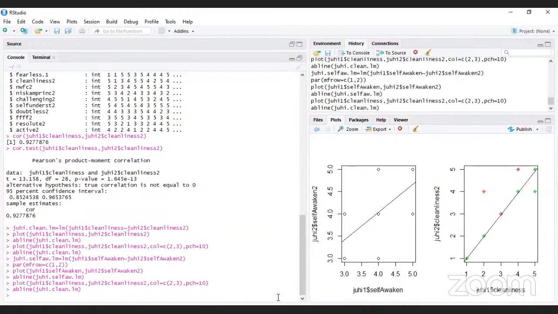So what is the correlation? We can assess the correlation. cor.test.